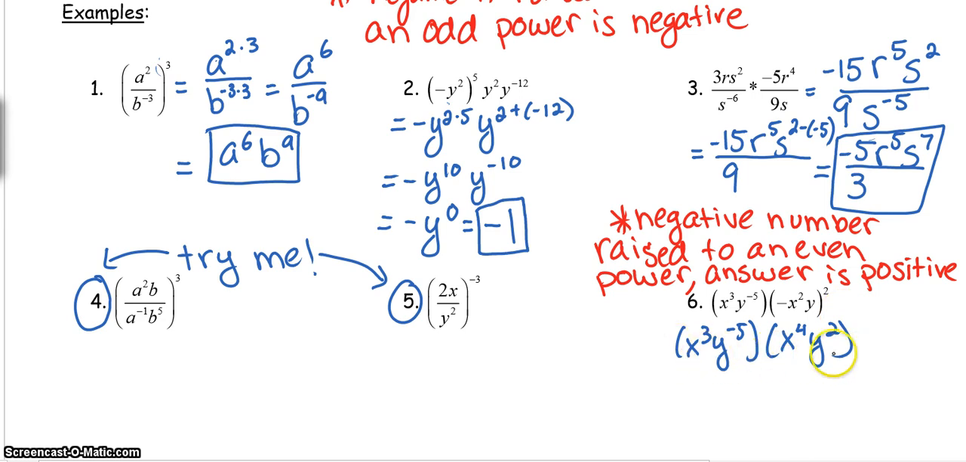Now I'm going to multiply the terms with the same base, so I'm going to be adding their exponents. So I have x to the 7th, and then y to the negative 3rd. And then I can't have a negative exponent in my final answer, so I want to put this in the denominator of my fraction. So I'm going to make it x to the 7th over y to the 3rd.